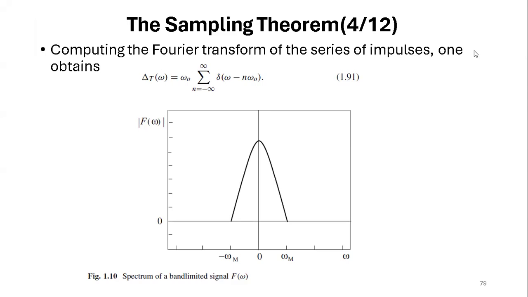And the Fourier transform of this impulse train is delta_T(omega), which is equal to omega naught times the summation over n of impulse omega minus n omega naught. This is equation 1.10.